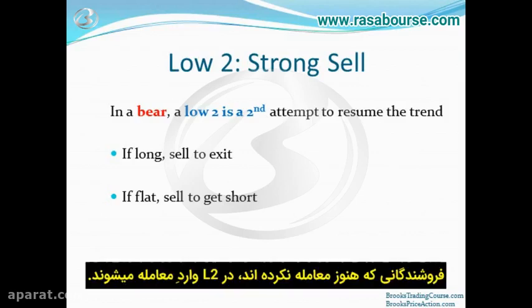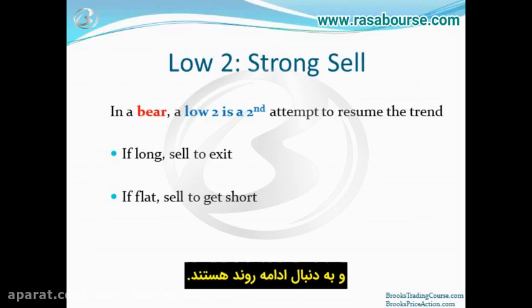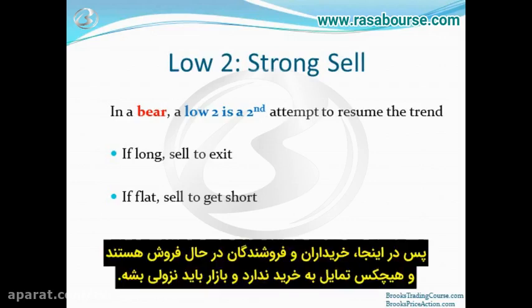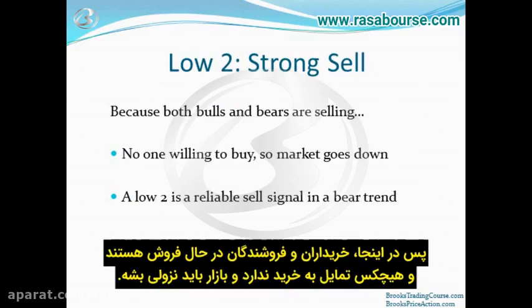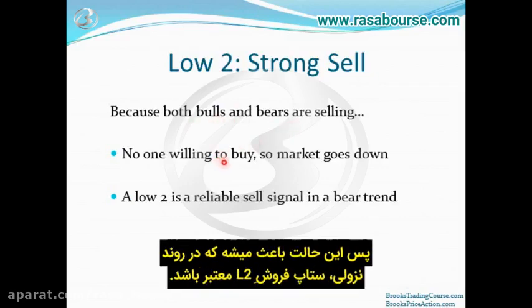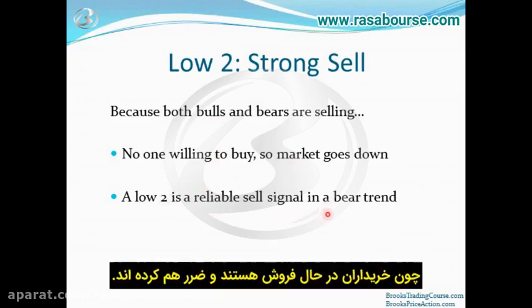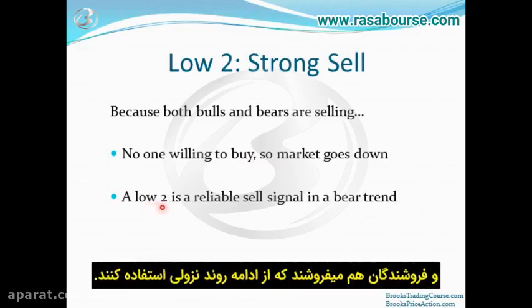Bears who are flat will enter on the low 2 looking for a resumption of the trend. So you have both the bulls and the bears selling, no one willing to buy, so the market has to go down. That makes a low 2 a reliable sell signal in a bear trend, because the bulls are selling out of their longs and taking their losses, and the bears are selling to capture the resumption of the trend.